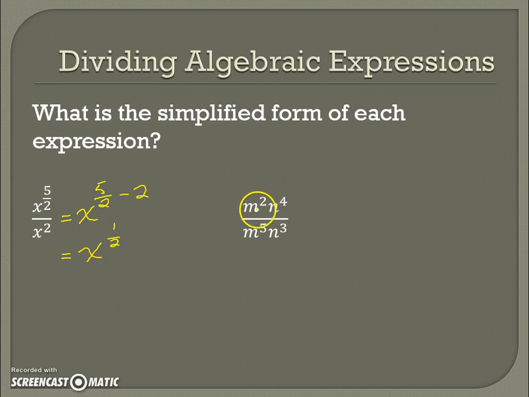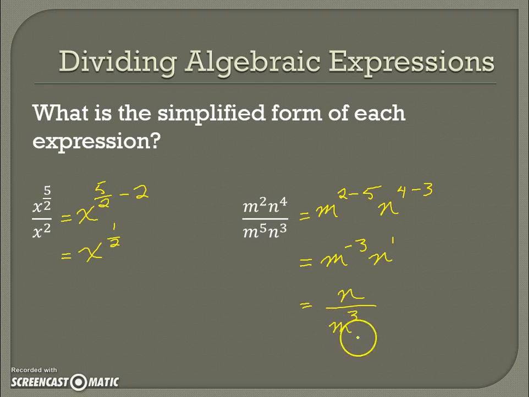On this one, I'm going to separate these things out. So I'm going to have the m squared minus 5 for these two. And then I'm going to have the n to the 4 minus 3 for those two. And what that leaves me with here is m to the negative 3, and just n to the first, but I can't leave that negative exponent. The n is positive, so it stays where it is, but this must move down to the denominator, and then it becomes positive. All right, so make sure you have these examples copied down.